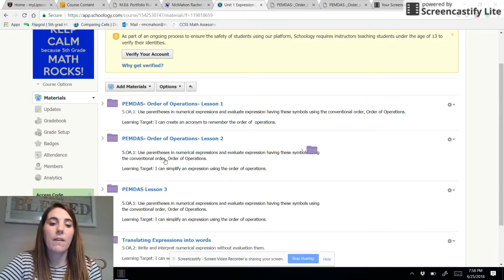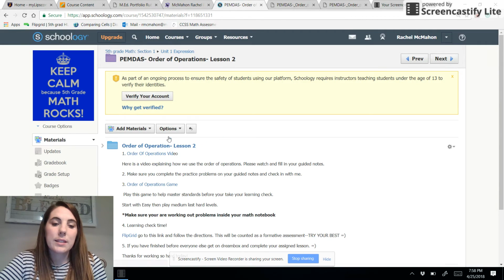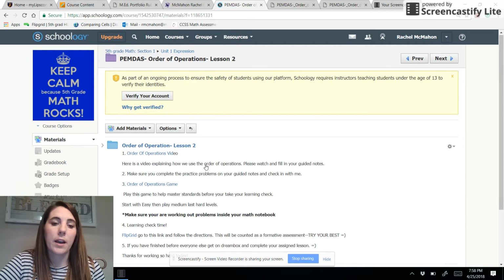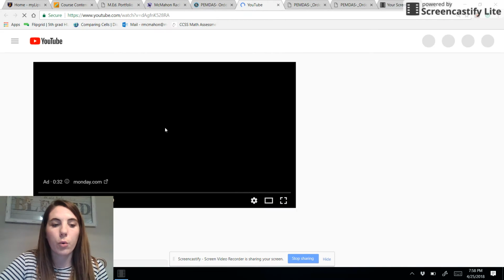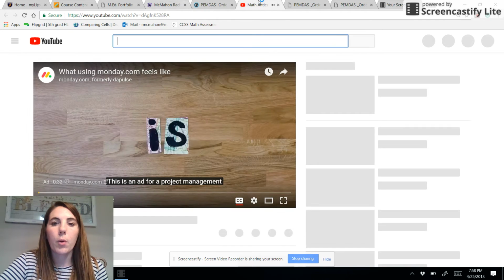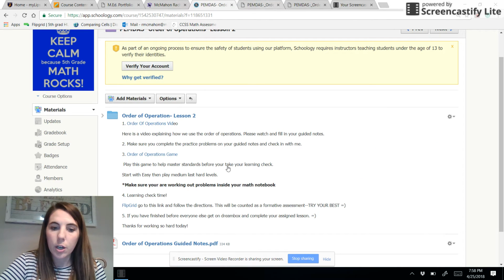And as you can see, I have the standard again, and then I have the learning target. But this lesson teaches them how to simplify. So at the end of this lesson, their goal is that they can simplify using the order of operations. So the first thing they're going to do is watch this video over the order of operations. But with that, I made guided notes.